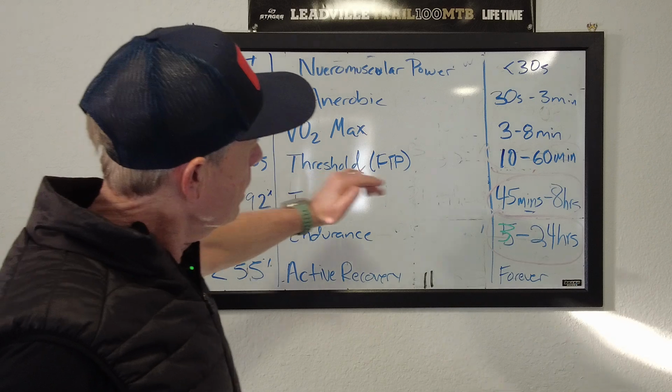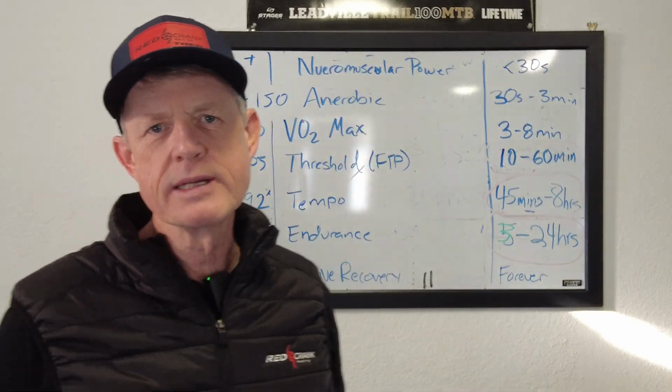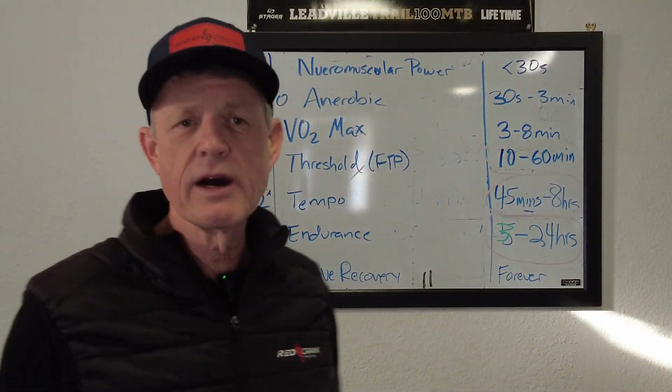Threshold, depending on where we are in training, we usually start out with 8 to 10 minutes and work our way up to 12. Sometimes we work more than that, but usually what we do is we add intervals, because it's hard to concentrate more than 10 to 12 minutes. So we do 10 to 12 minutes and then we have a little recovery interval.